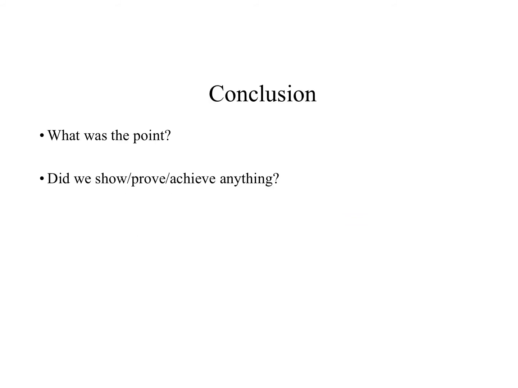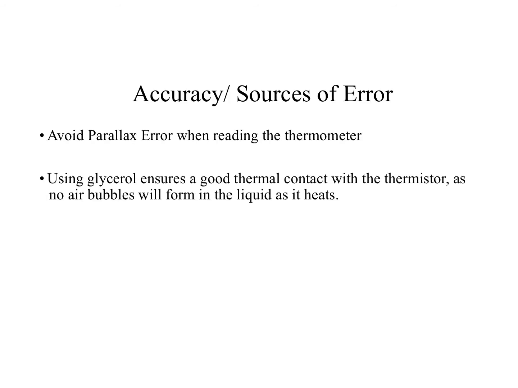When you're writing up the conclusion of your experiment, just refer back to the title. So what was the point? The point of that experiment was to create a calibration curve for a thermometer. So did you achieve what you set out to achieve? And hopefully the answer is yes, but just talk about that a little bit. And then sources of error are kind of important.